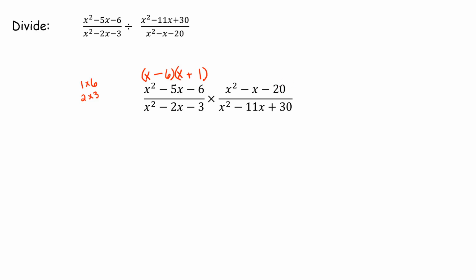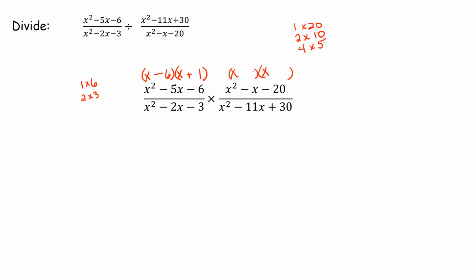Now I have this trinomial right here, and same thing. I'm going to use x at the beginning for both to get x squared. I want two numbers that multiply together to give me -20, and add up to -1. Well, that's going to be 1 times 20, or 2 times 10, or 4 times 5. Those are all the ways to write 20.